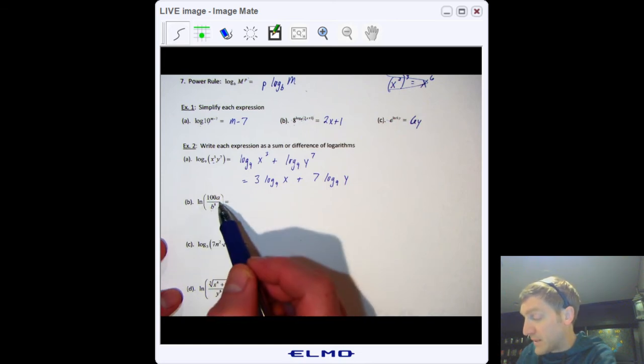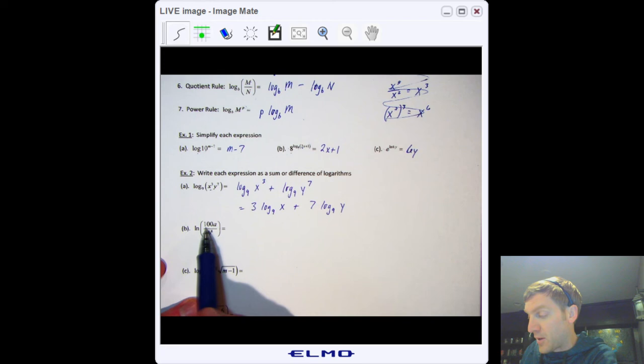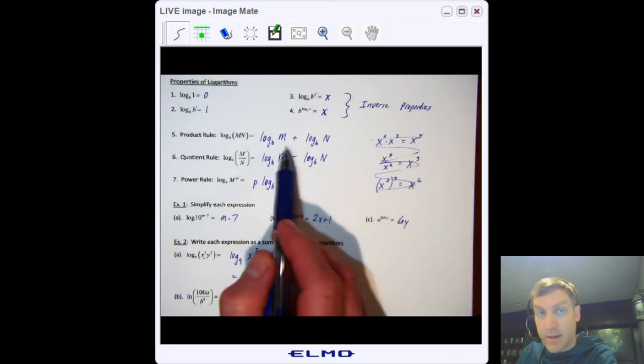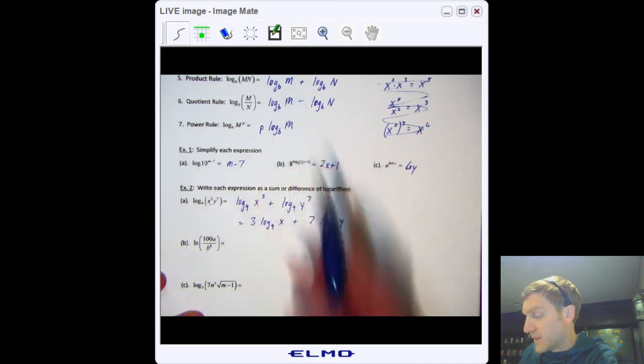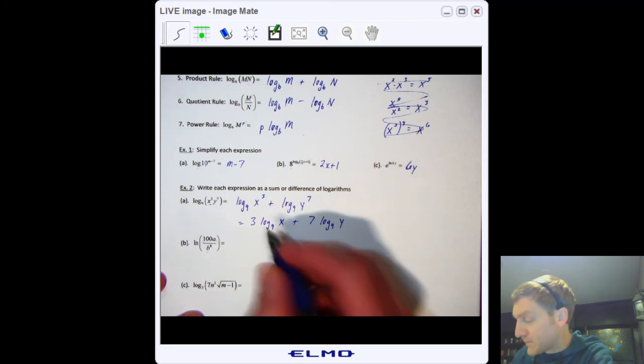Okay, so we have division, so we're going to break that up as subtraction. But be careful. Look in the numerator. 100 times a, that's also multiplication, right? So multiplication becomes addition. So I'm going to actually do 3 different logs. These 2 logs are going to be added because there's a product inside, and then the division becomes a subtraction.